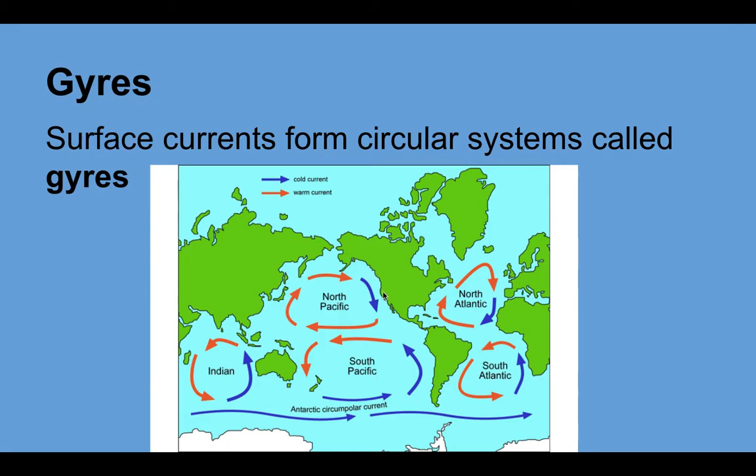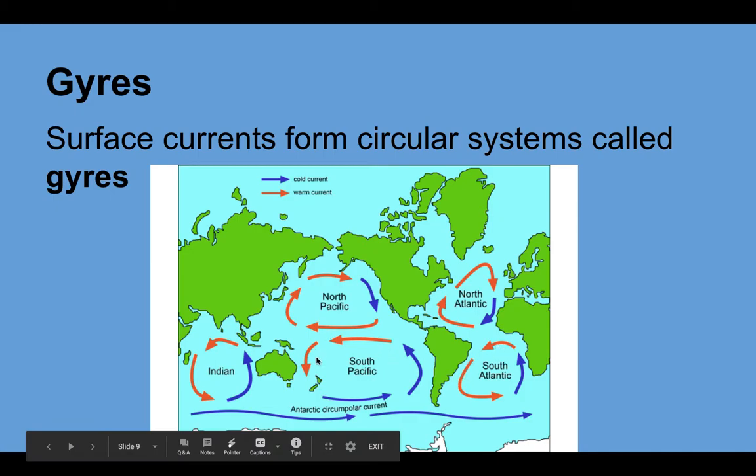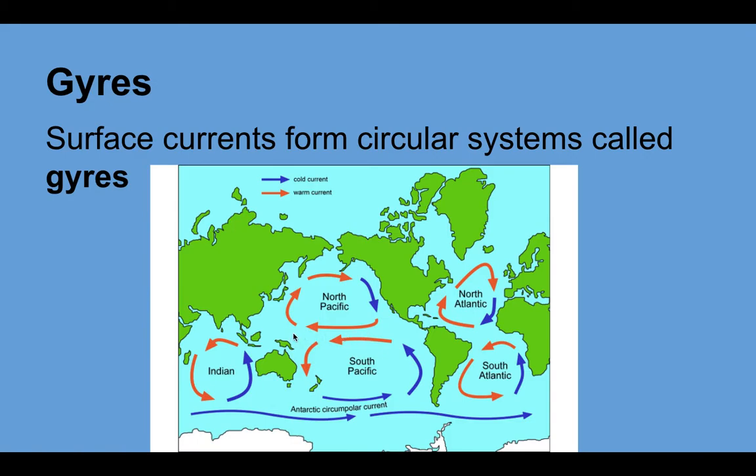You can see it follows that Coriolis effect. In the northern hemisphere, they're all going clockwise. In the southern hemisphere, they go counterclockwise. But where they meet in the middle, they're going in the same direction. So along the equator, water is always being dragged to the west, no matter what basin you're in.